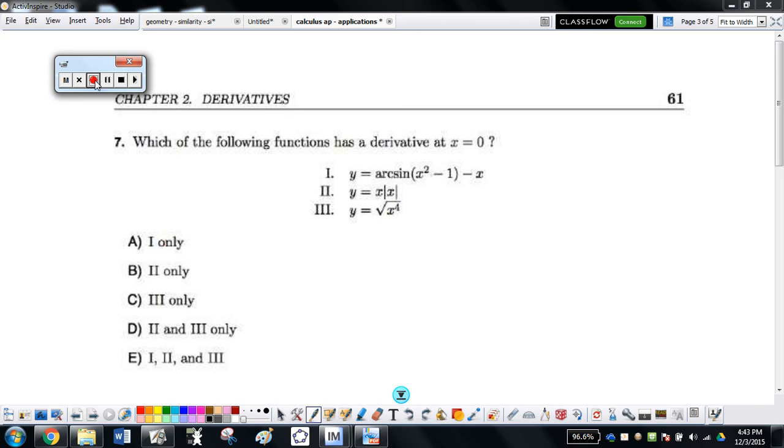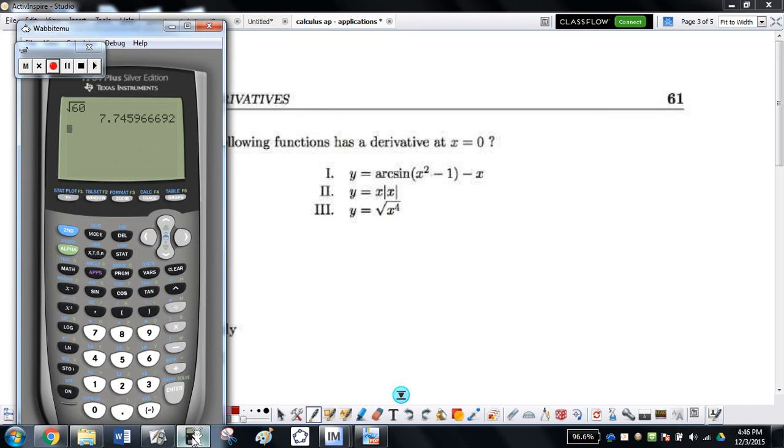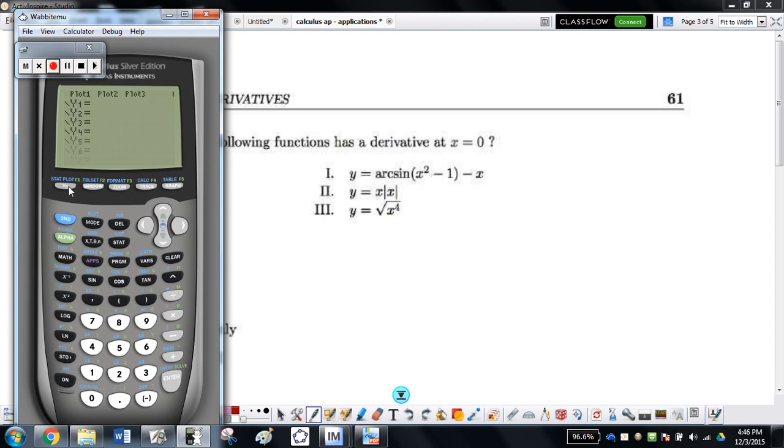Okay, so for problem number 7, I heard Mr. Picklecor mention a good idea. So really, you can graph all of these, right? Make sure your calculator is in radian mode. So inverse sine of x squared minus 1, minus x. Now that might look confusing, right? Remember, we're only concerned about 0. So what happens before or after that?